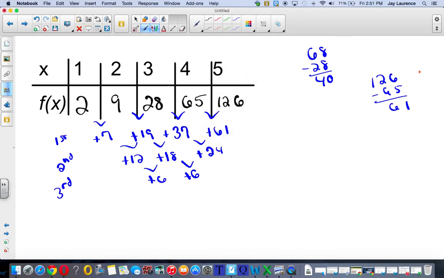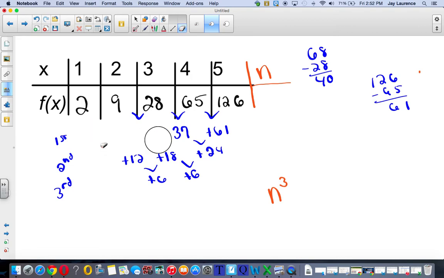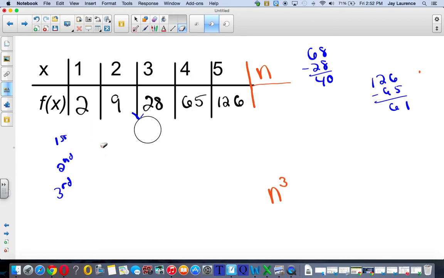Well, if the first difference matched and n was raised to the first power, the second difference matched, n was raised to the second power. If the third difference is matching, do you think n will be raised to the third power? Let's try it. Now, there's a lot more writing here. I'm going to erase it. I don't want you to ever erase your work. That's good work. I'm only doing it for clarity so you can see what I'm doing.